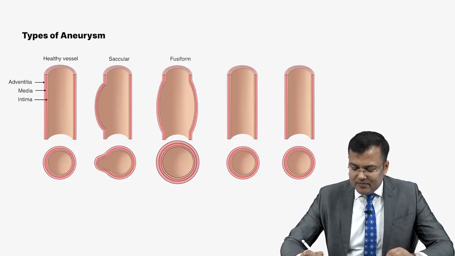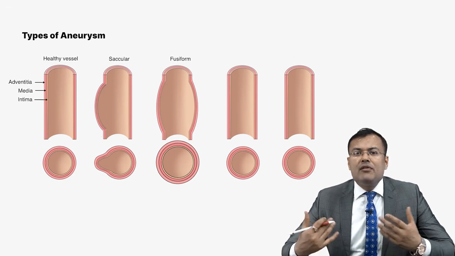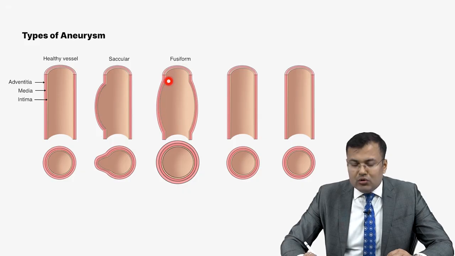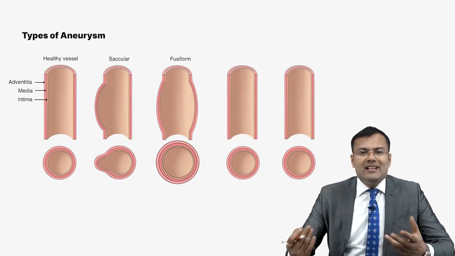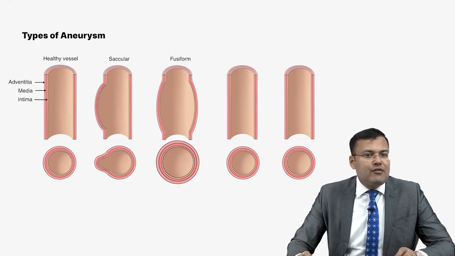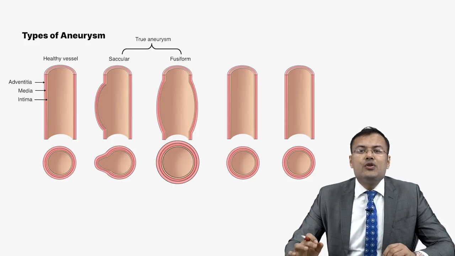You can see the second one. This is fusiform. So in this case, you can notice that all three layers are involved and there is dilatation of whole circumference. Whenever there is symmetrical enlargement involving the whole circumference, this is fusiform. And in this case also, you can notice that all three layers are involved. So can you tell me this is true or false? So both fusiform as well as saccular, these are true aneurysm.